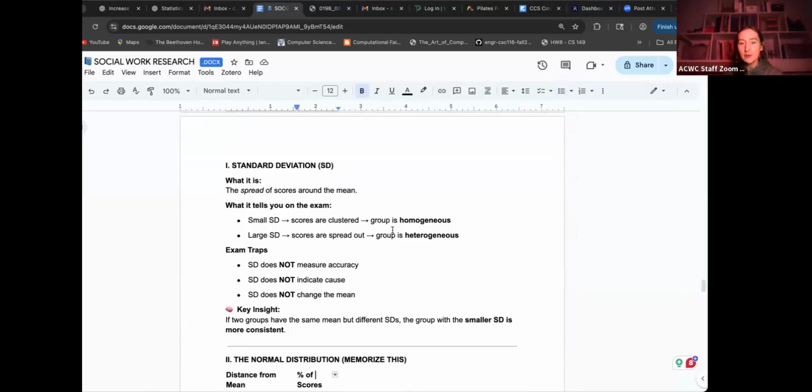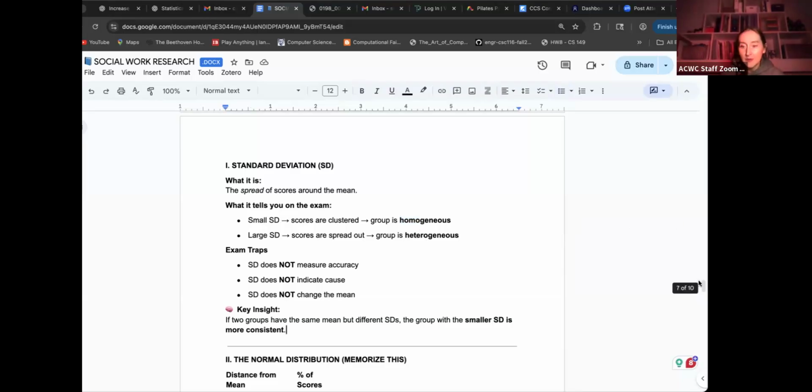I feel like y'all could probably make an educated guess, because if scores are clustered, if you have a small standard deviation, the group is homogeneous, right? Anytime you have homo, that's the same. Anytime you have hetero, that's different. So you could make an educated guess on that, right? The scores are spread out.